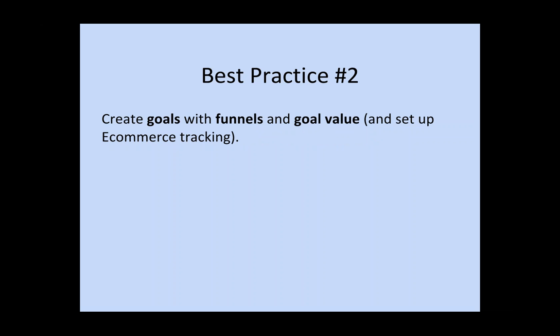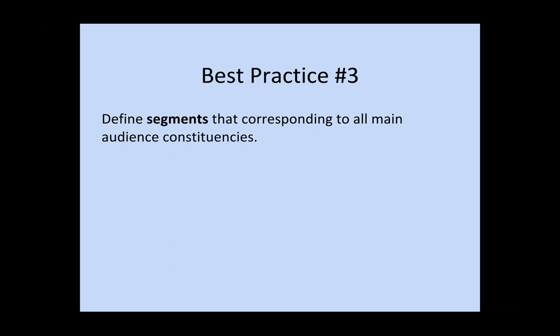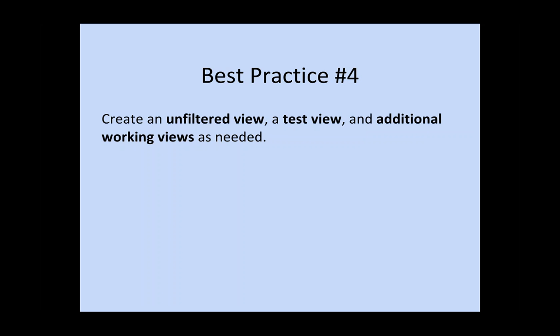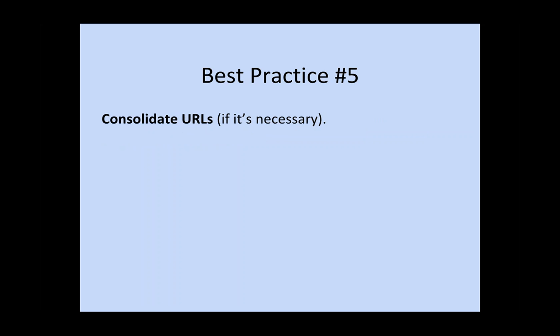Make sure that you configure goals and or e-commerce. If you configure enhanced e-commerce, or if you configure a goal with a funnel, you will also get that funnel perspective. Make sure that you use segments for most of your analysis. If we go back to Airbnb, we remember that we were able to isolate trends much more easily by creating segments that map to our customer constituencies. Make sure to maintain an unfiltered view, a test view, and additional working views, at least 3 views per property. Consolidate URLs if it's necessary.